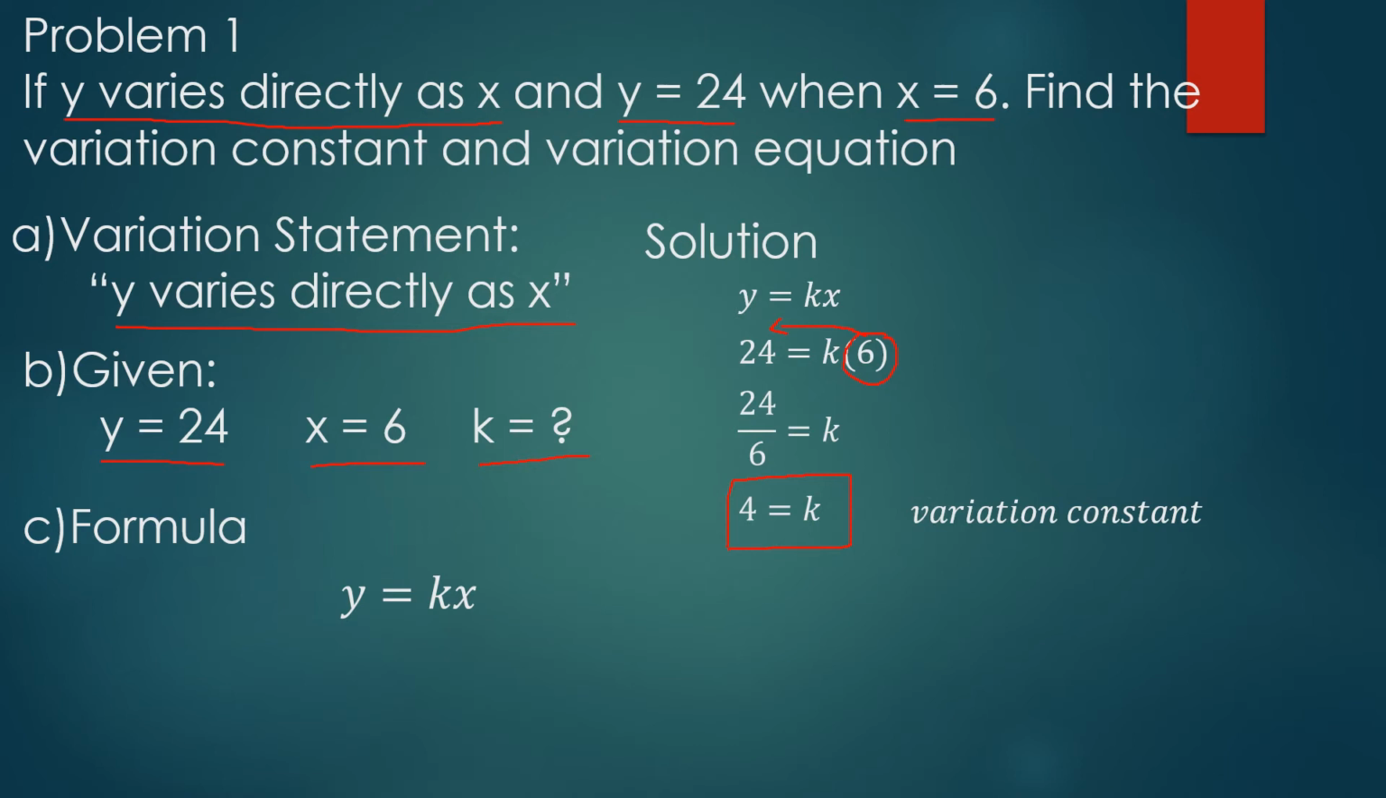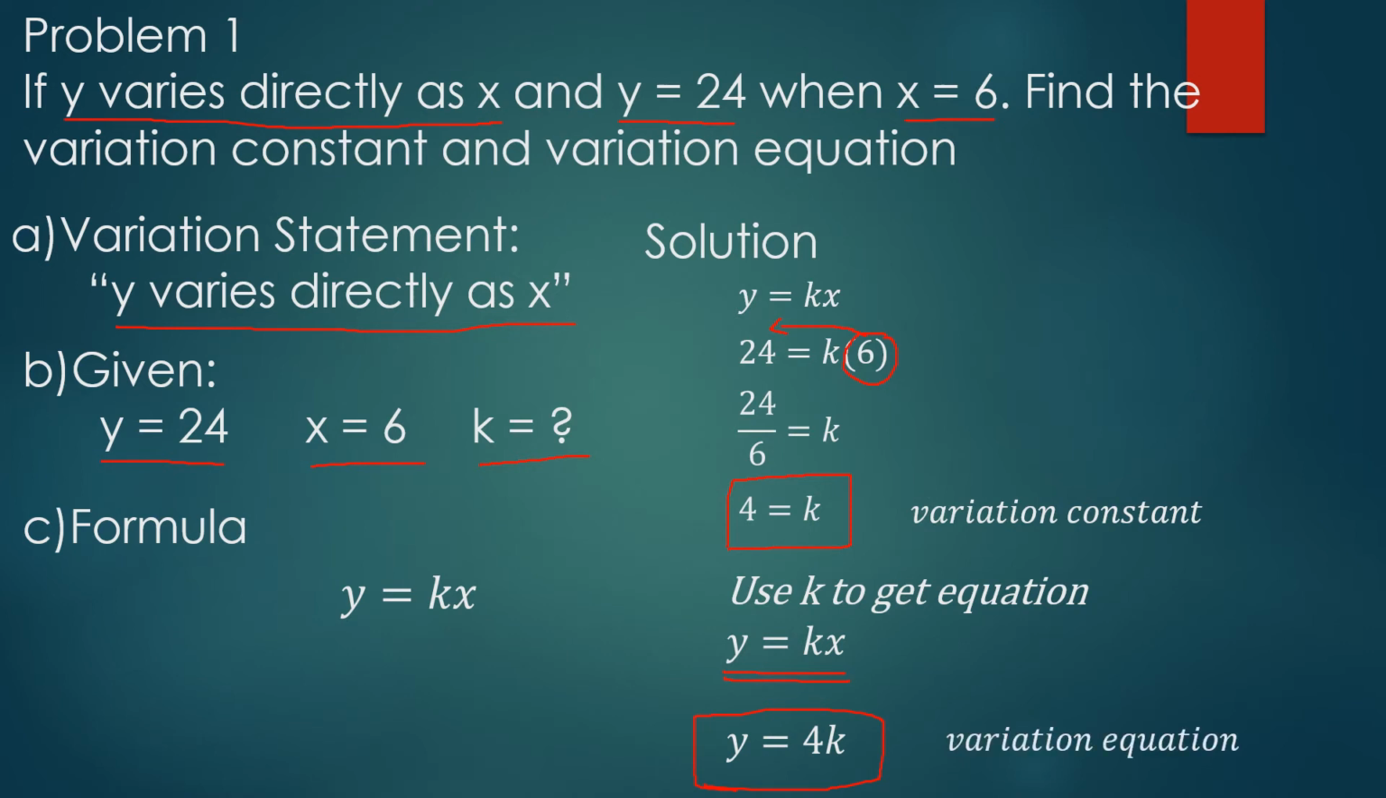Okay? Afterwards, use the value of k to get the equation. So, the variation equation, this is our formula. We just substitute the value of k, which is 4. So y equals 4x, and that will be your variation equation.